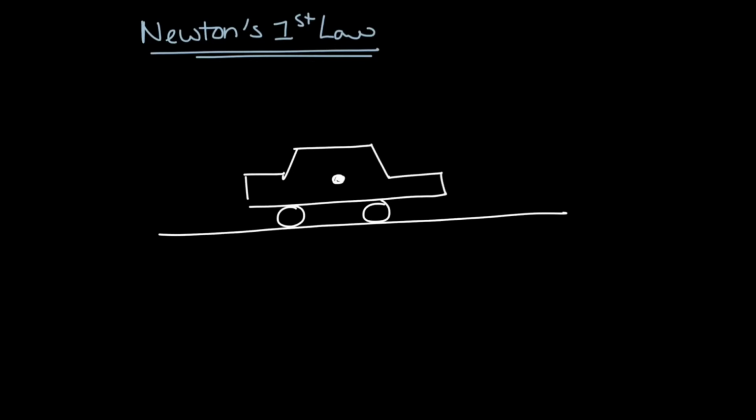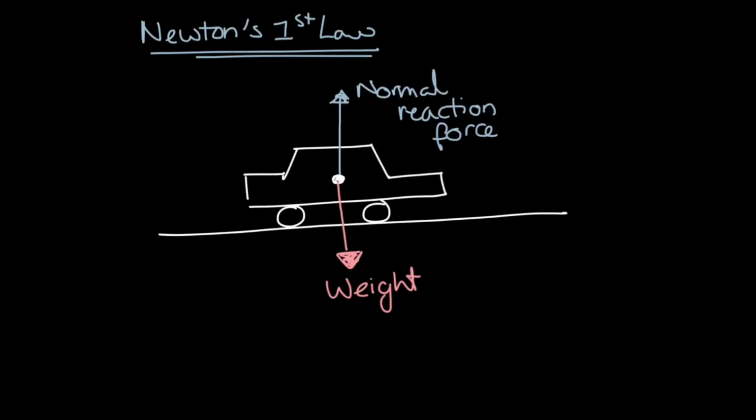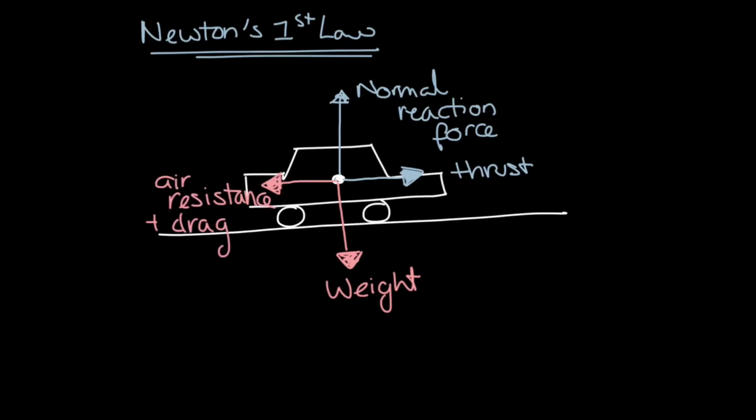So let's recap Newton's first law of motion first. Here's a car on a road. It is travelling at constant velocity. Can you draw the forces acting on the car? Have a go now, press pause and then have a look at the answers. So we should have weight, normal reaction force, thrust pushing the car forward, and drag or air resistance opposing the motion.